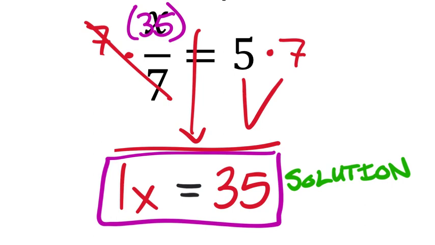By hand, I'm showing 1x equals 35. You do not have to show the 1 if you do not want to. I'm going to keep it there, but if you want to make that a phantom 1, feel free to do so if you're doing it by hand. On the assignment, you're just going to type in 35 into a box, and you'd be done.